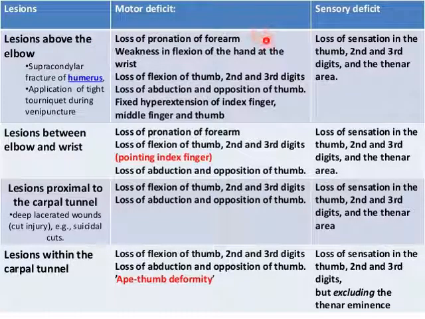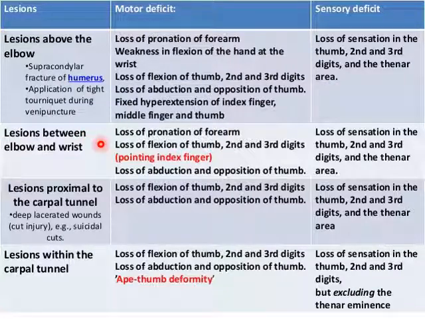So the motor deficit that can be seen due to injury or compression to the median nerve is loss of pronation of the forearm, weakness in flexion of the hand at the wrist, and loss of flexion of the thumb, second and third digits, loss of abduction, position of the thumb, and the thumb is adducted, and there is hyperextension of the index and middle finger at the metacarpophalangeal joints, and there is loss of sensation in the thumb, second, third digits and the thenar area as well.